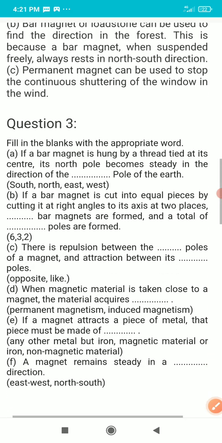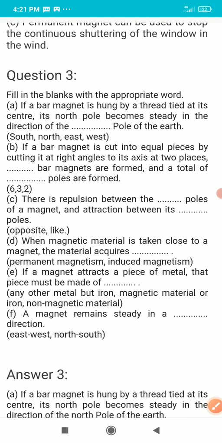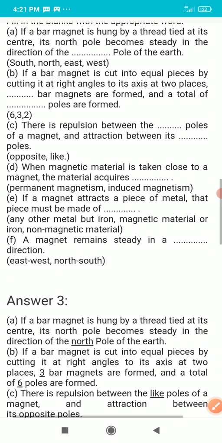Question number 3. Fill in the blanks with the appropriate words. A. If a bar magnet is hung by a thread tied at its center, its north pole becomes steady in the direction of the north pole of the earth. Answer is north.